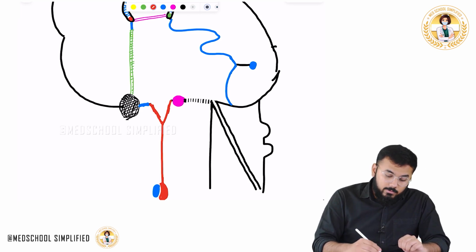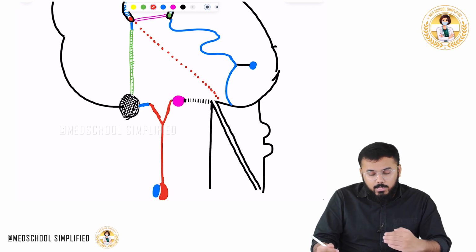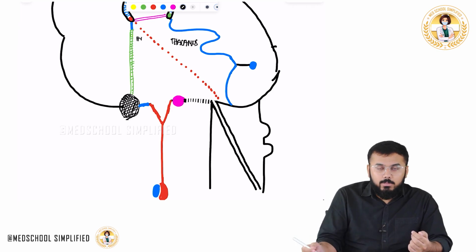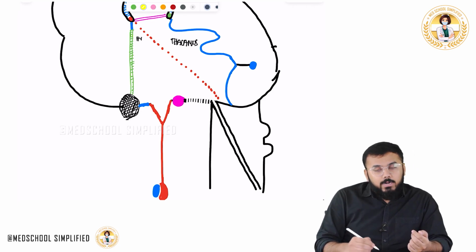This cavity of the third ventricle is divided into two parts in this way, right? The upper one is called as your thalamus, and the lower one is called as your hypothalamus. And this hypothalamus also is divided into three regions.